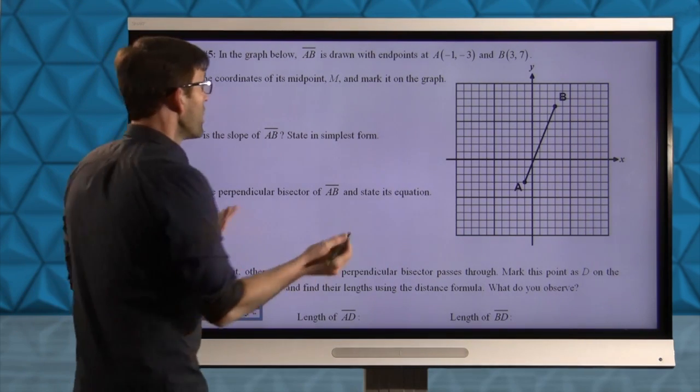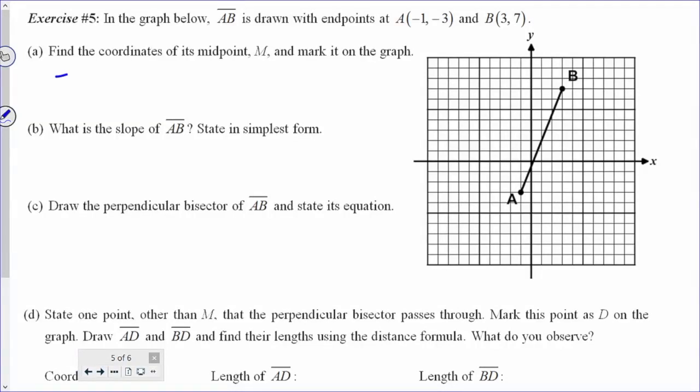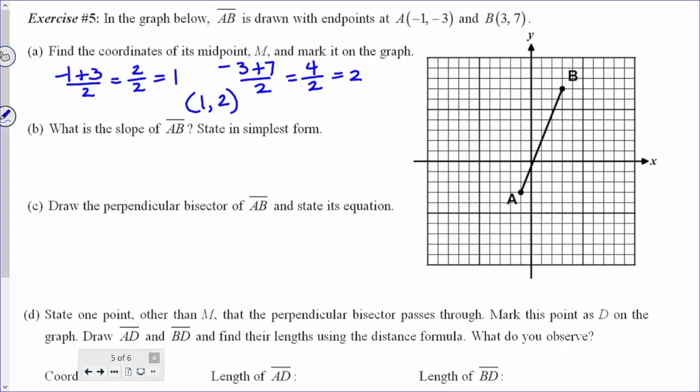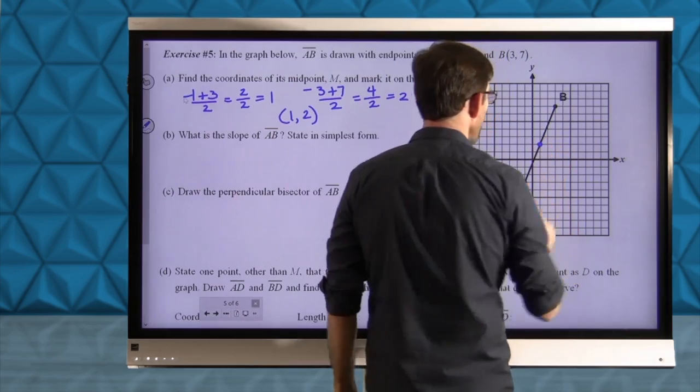All right, let's go through it. Again, pretty easy. Take the x-coordinates: negative 1 plus 3 divided by 2 equals positive 2 divided by 2 equals 1. That's my x-coordinate. My y-coordinates will be negative 3 plus 7 divided by 2, which gives me 4 divided by 2, which gives me 2. So the midpoint has coordinates (1, 2), and that's right there.